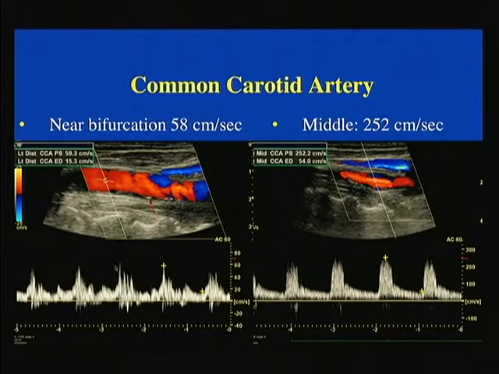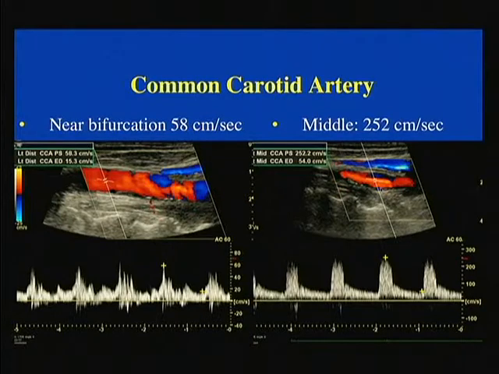Here's a case of the common carotid artery. There is disease in the common carotid artery. It is possible, and we have to take that as something that we'll have to grade or evaluate. So here, near the bifurcation, we're getting 58 centimeters per second. That's normal, right? Okay with that? 58? No problem.